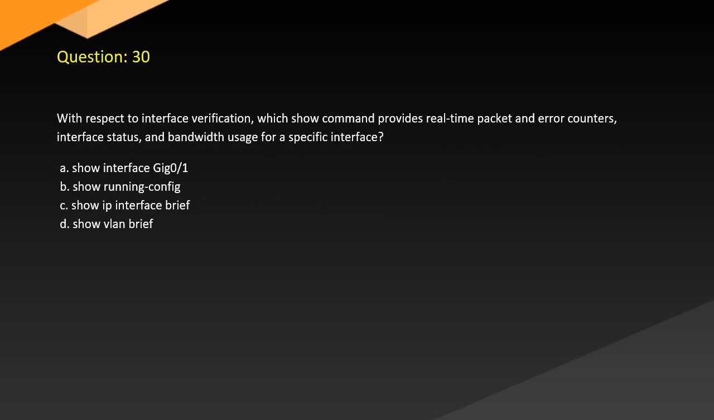Question 30. With respect to interface verification, which show command provides real-time packet and error counters, interface status, and bandwidth usage for a specific interface? A. Show interface gig0/1. B. Show running-config. C. Show ip interface brief. D. Show vlan brief.